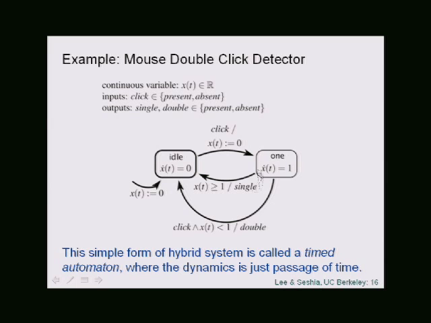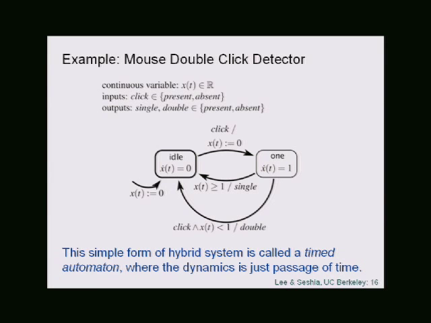But if you spent less than one time unit and a second click occurred, then that's deemed to be a double click. So if you get 2 clicks within one time unit, that's a double click. And you go back here. And then you wait for the next click. Yes, question? Maybe a single click occurs at less than 1.